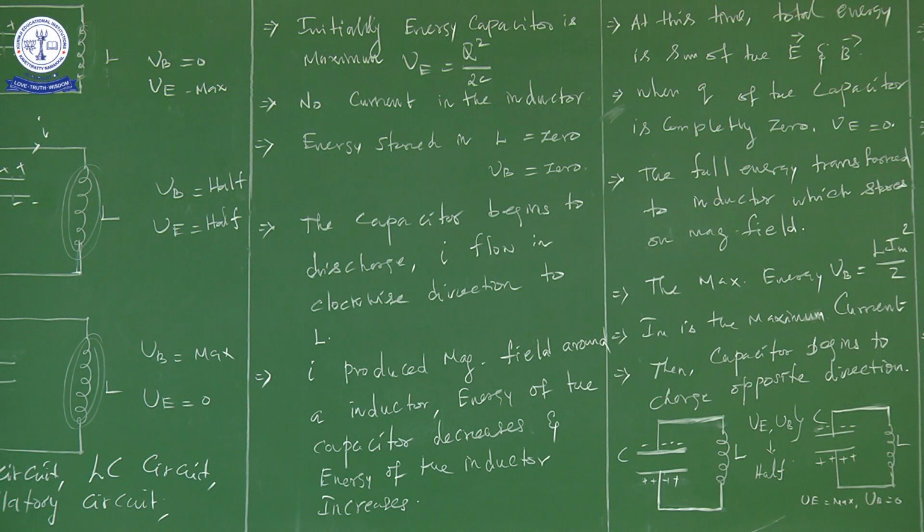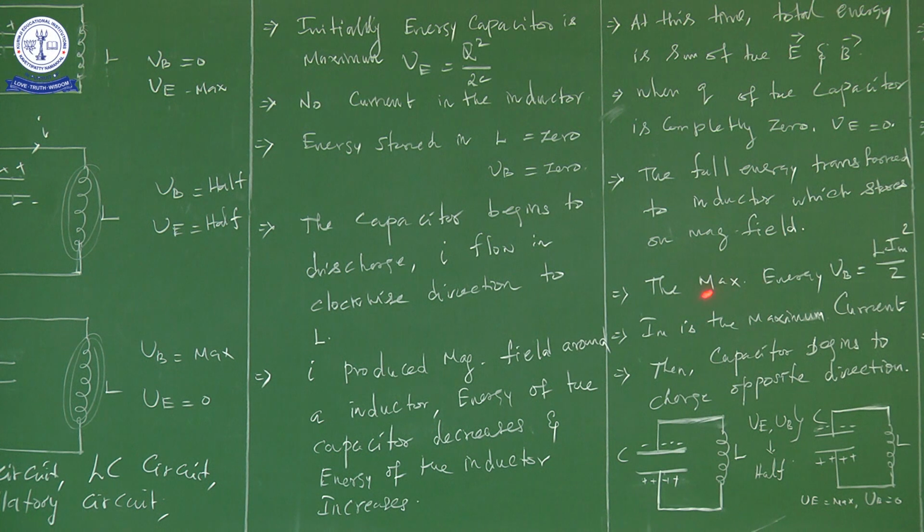In the third diagram, when the charge of the capacitor is completely zero, that means the total charge accumulated in the capacitor has moved in the form of current into the inductor. So when the charge of the capacitor is zero, the energy of the electric field is zero. At this time, the total energy is the magnetic field energy stored around the inductor. The full energy is transferred to the inductor, which stores it in the form of the magnetic field.